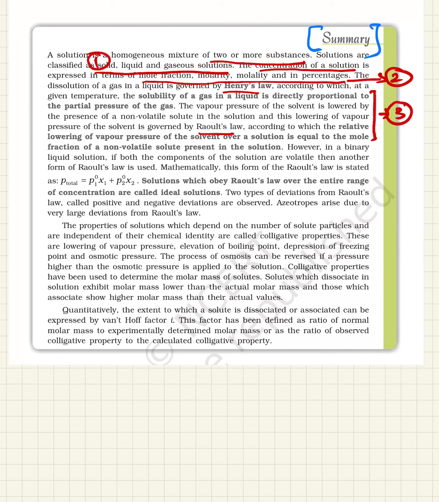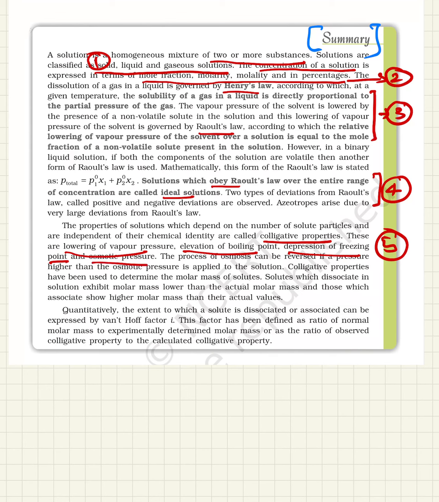Then we again go through the rest of the objectives. Here if you see, the solutions that obey Raoult's law, versus those that do not obey it, are called ideal versus real solutions. So this is objective number 4. We go to the next. If you see, objective number 5 is colligative properties. What are the colligative properties? Lowering of vapor pressure, elevation of boiling point, depression of freezing point and osmotic pressure.